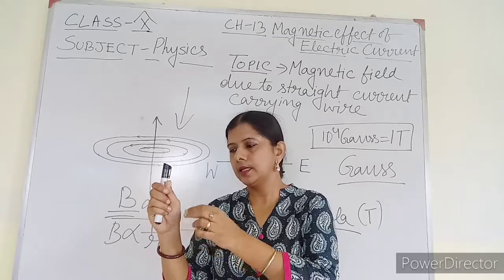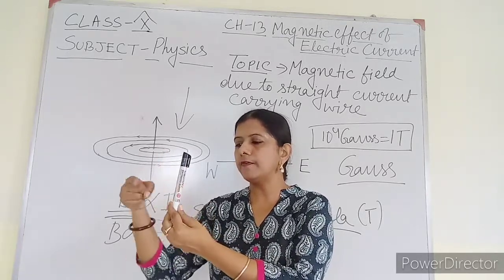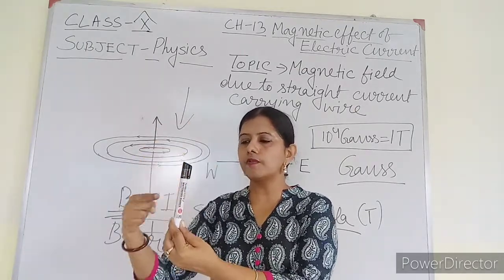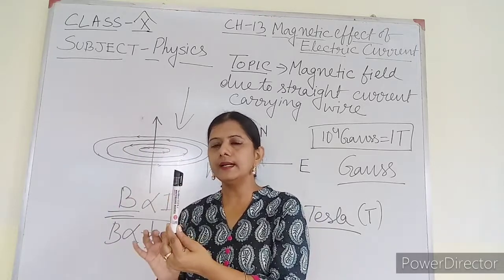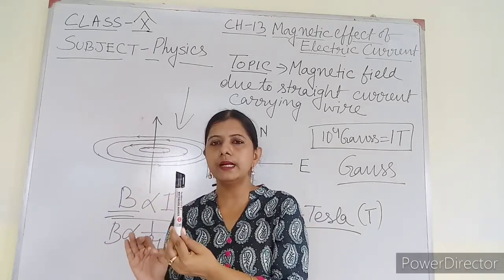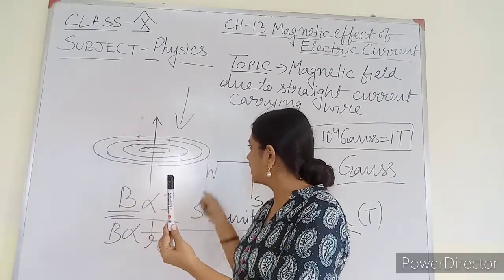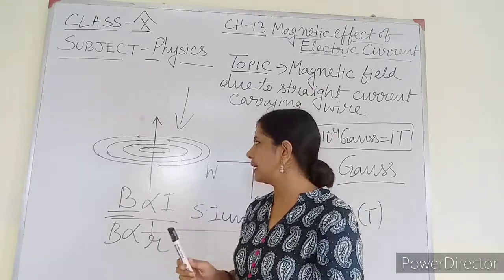How to find it? First, I will see the curl. I will move my finger in this direction. This is the movement of my finger. Why am I moving the finger? Because to find out the magnetic field direction at a particular point, I have to draw a tangent in this circle. Now the tangent can have two directions.